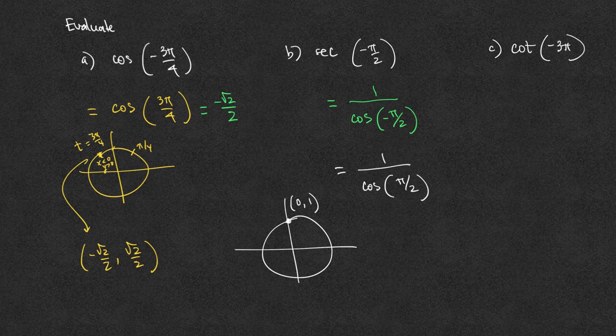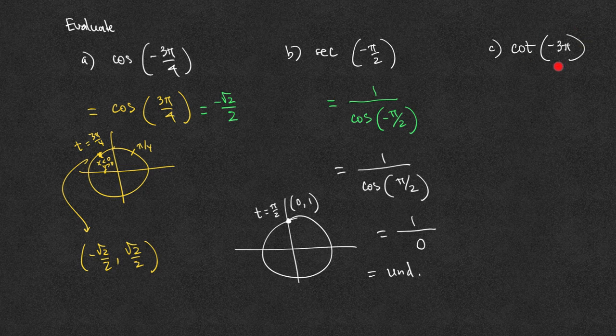And cosine of pi over 2 is the x-coordinate of the terminal point determined by pi over 2. The x-coordinate is 0, but 1 over 0 is undefined, and so secant of negative pi over 2 is undefined.